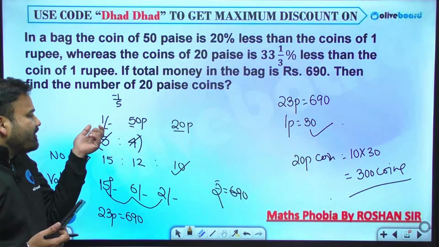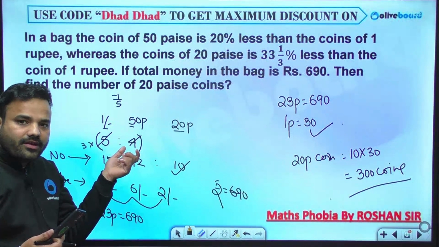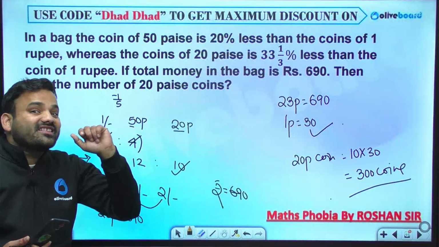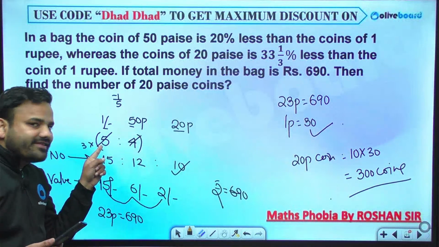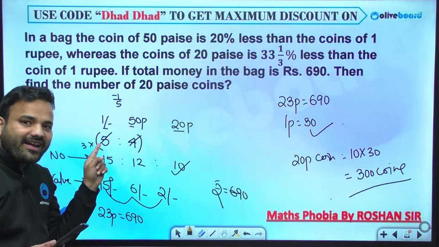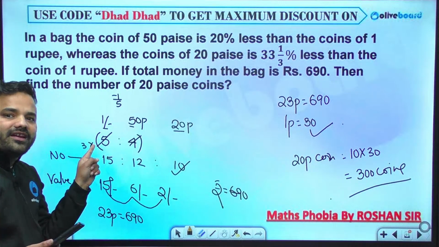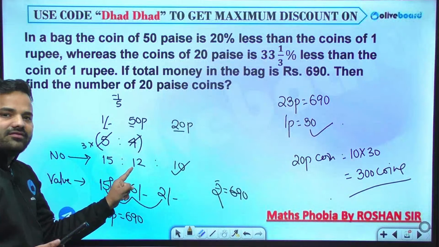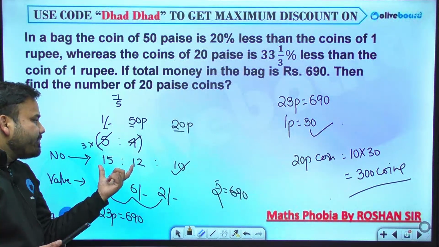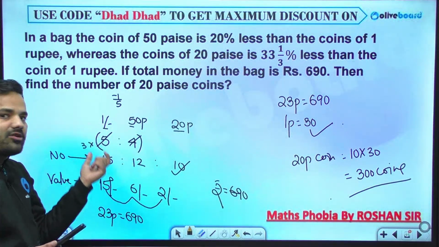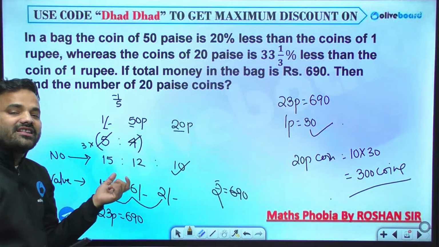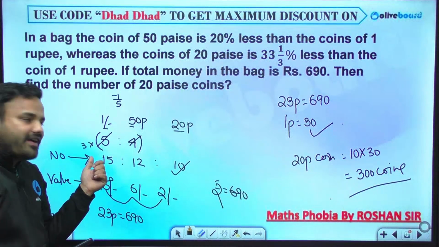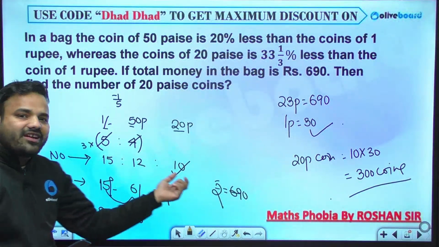Sir, this was in the ratio of 5 and 4, but as compared to 1 rupee, 20 paise was 33 1 by 3% less. 33 1 by 3% is 1/3. How to take 1/3 of this? Not possible, that will be a fraction. Very irritating. What to do? Make it a multiple of 3. By multiplying by 3, I played with the ratio. It became 15 and 12. As compared to 1 rupee, this value is 33.33% less. 33.33% is 1/3, so 1/3 of 15 is 5. 5 less means 10. So these are the respective ratios.